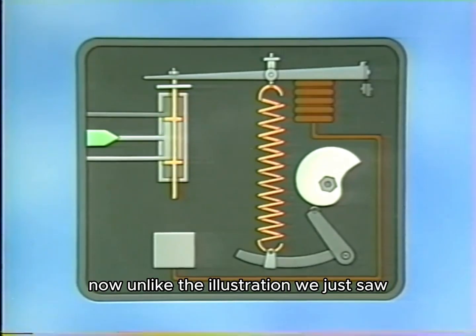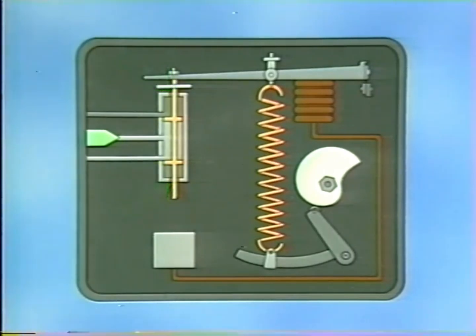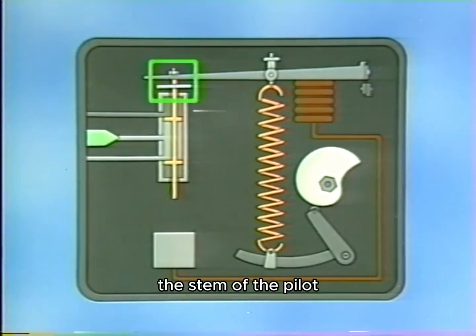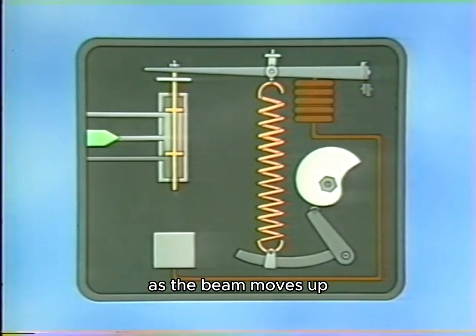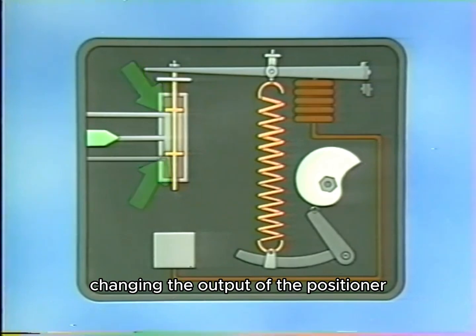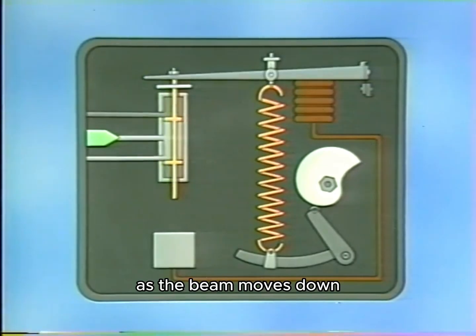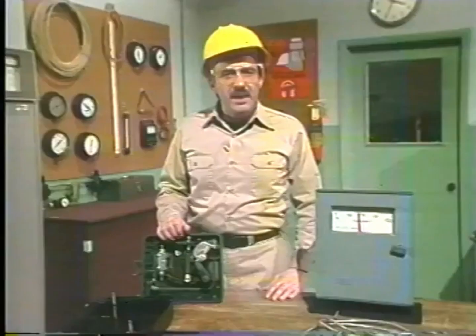Now, unlike the illustration we just saw, this pilot valve has two output ports and two exhaust ports. The stem of the pilot valve is positioned by the movement of the beam. As the beam moves up, the stem either covers or uncovers the output ports, changing the output of the positioner. As the beam moves down, the stem moves, again changing the output.